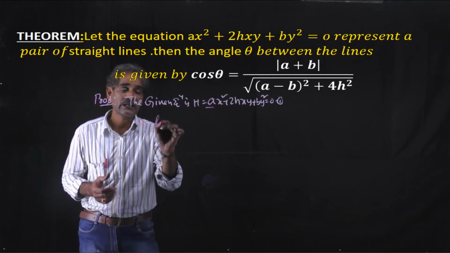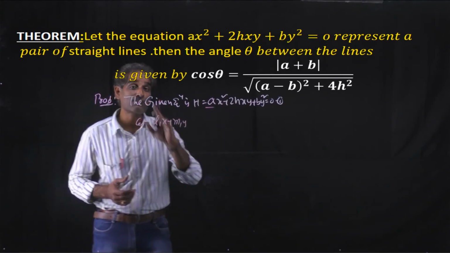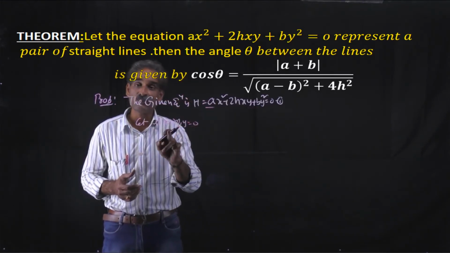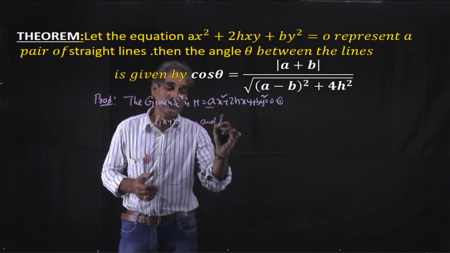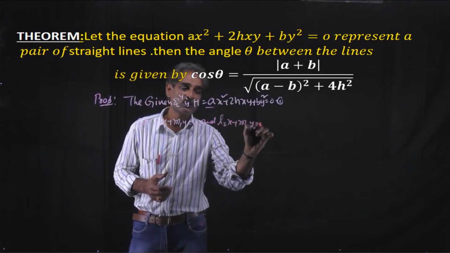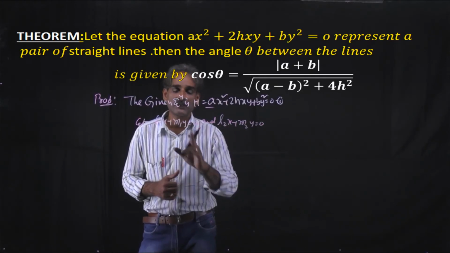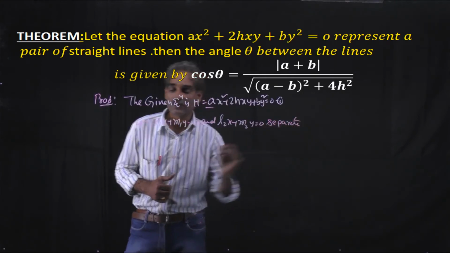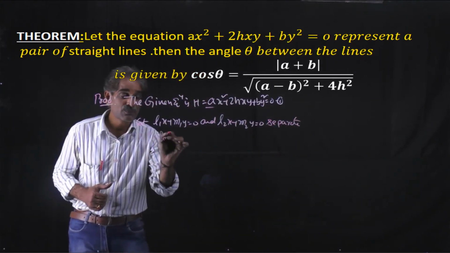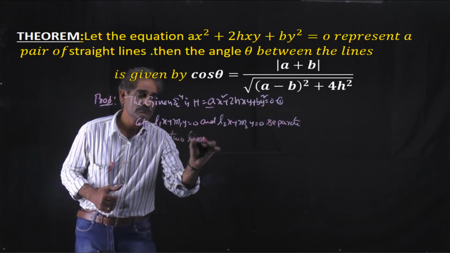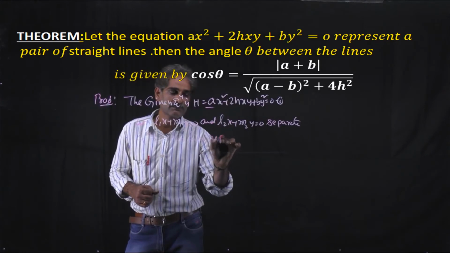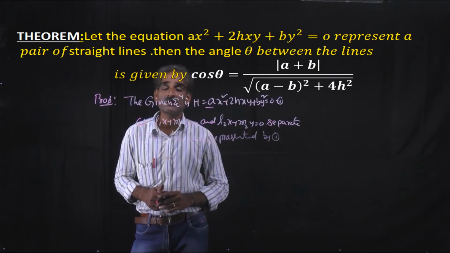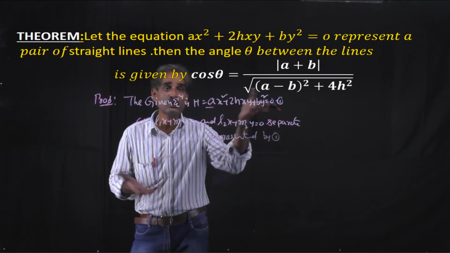Let L1x plus M1y equal 0 be one of the lines passing through the origin, and L2x plus M2y equal 0 be another line passing through the origin. Let this and this be the separate equations of the two lines represented by 1. Understand? So the combined equation of these two is equal to 1.